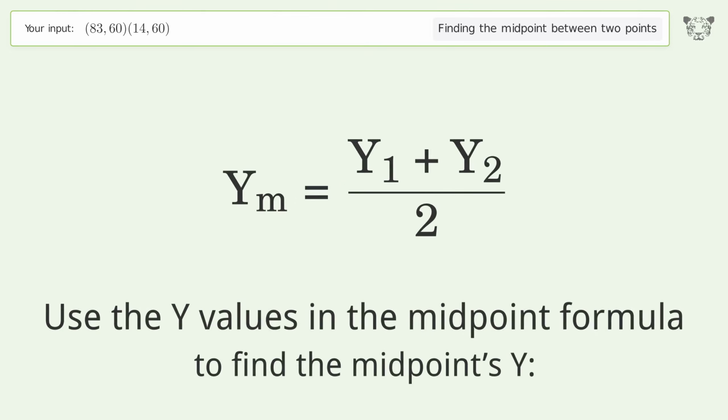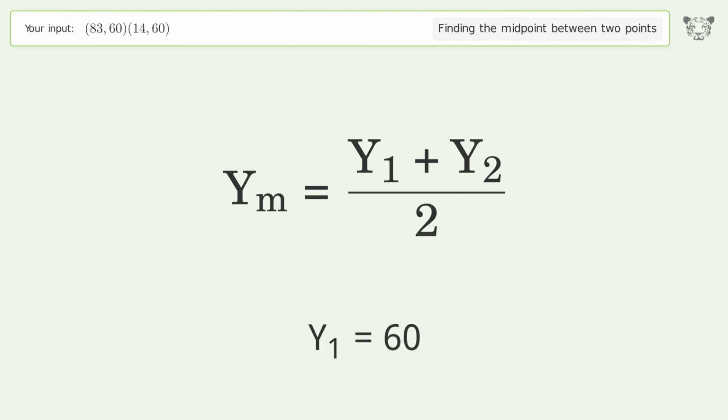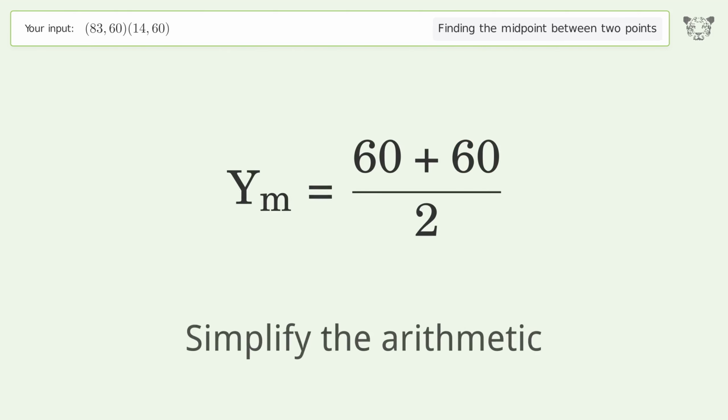Use the y values in the midpoint formula to find the midpoint's y. y1 equals 60. y2 equals 60. Simplify the arithmetic.